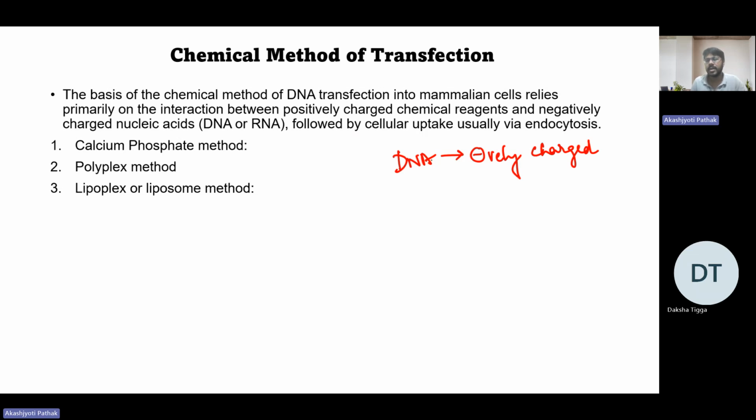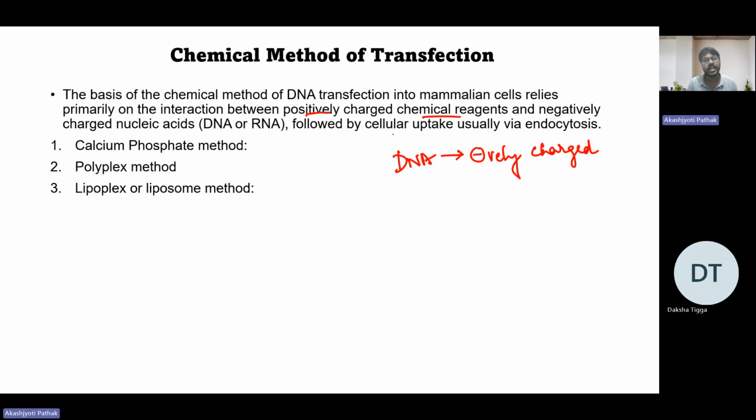It will not allow the negatively charged molecules to enter directly, so it is amphipathic, right? The lipid membrane. So you have to use some chemical agent so that you can introduce this negatively charged DNA molecule inside the mammalian cell. So positively charged chemical reagents are used.